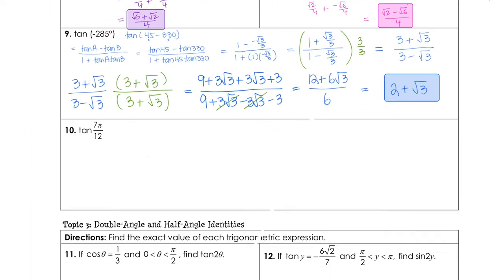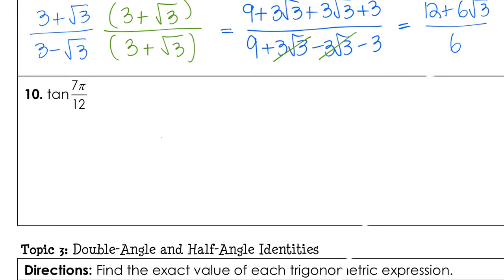Okay, and then another tangent one. This time it's 7 pi over 12. So same thing. I know that there is no radian that has 12 at the bottom. So this is my hint that I'm going to change it. It's a positive 7, so I think this time we can add.